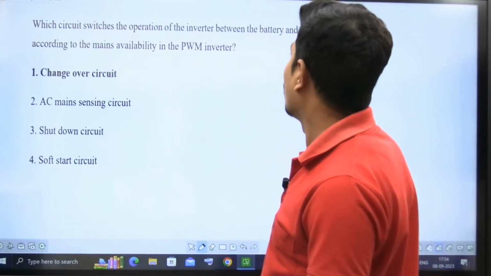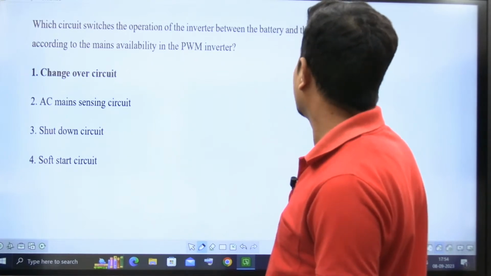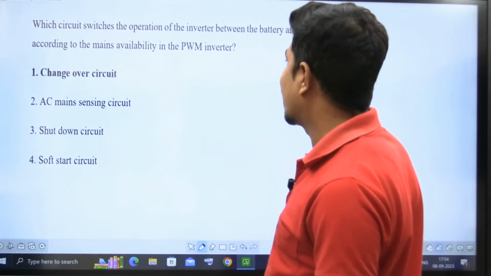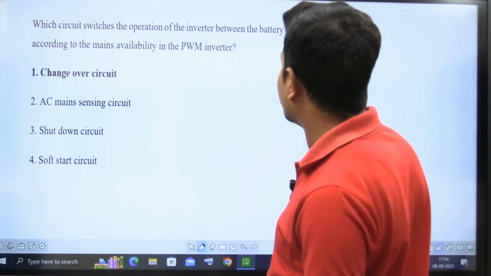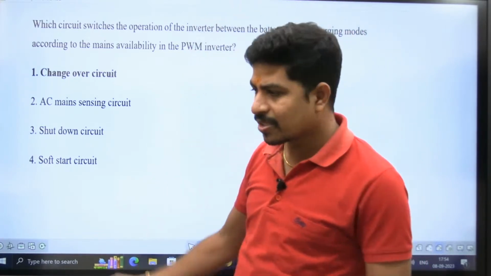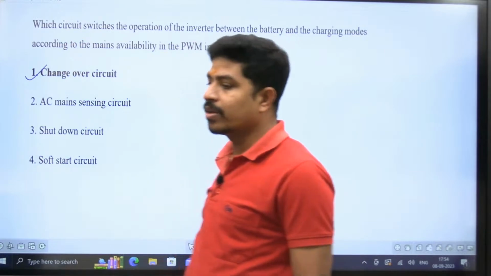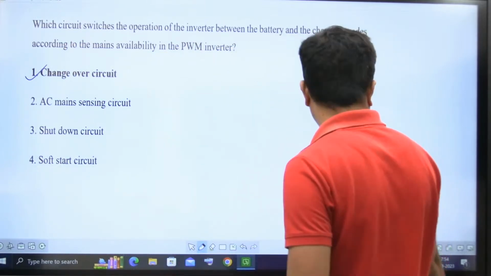Which circuit switches the operation of the inverter between the battery and the charging modes according to the mains availability in a PWM inverter? Changeover circuit. Yes, this is also a direct question. The changeover circuit is useful in that particular process, right?